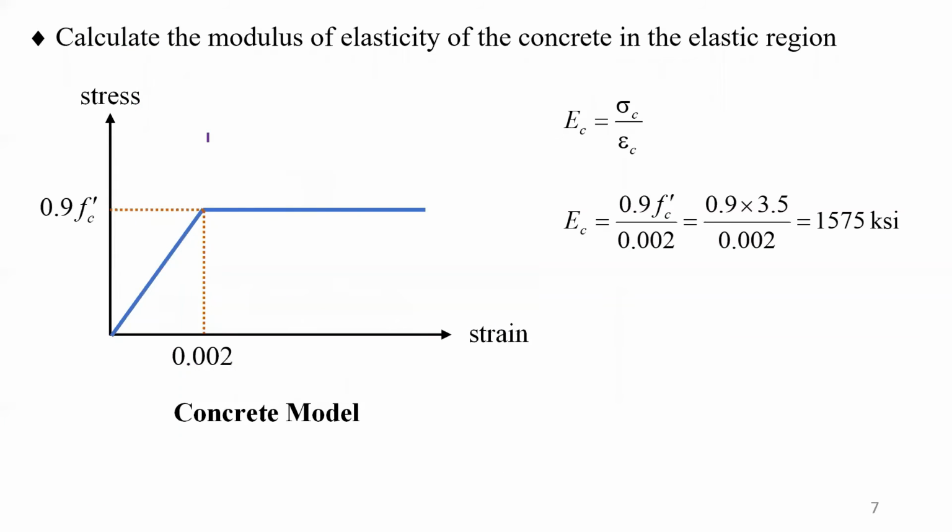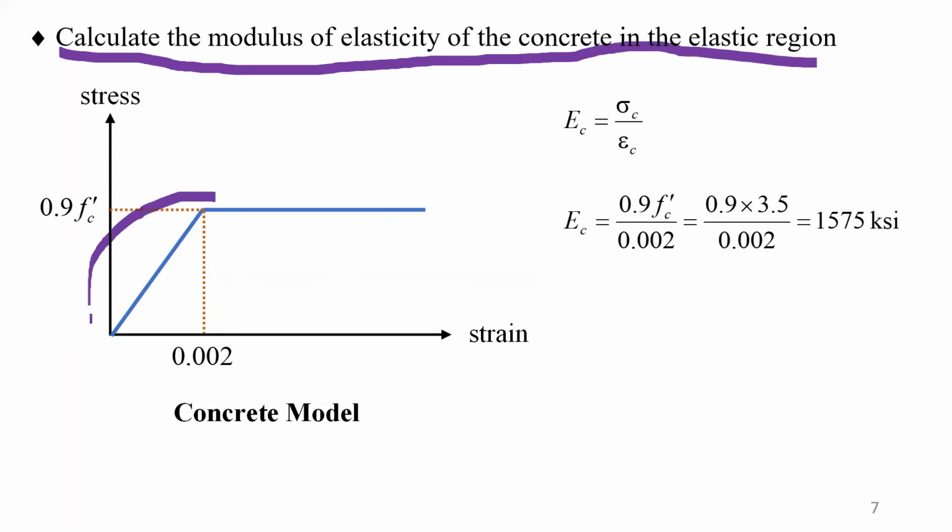Calculate the modulus of elasticity of the concrete in the elastic region. We know that the modulus of elasticity is stress over strain. The stress is 0.9 f'c and epsilon c is 0.002. Now we can calculate Ec. The modulus of elasticity of concrete turns out to be 1,575 ksi.